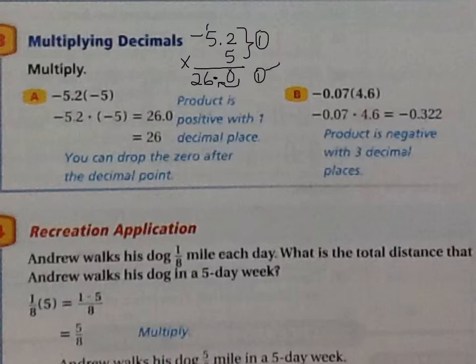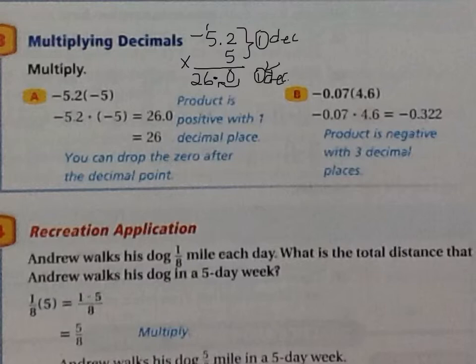Do you think this is a 0? That's just showing that I'm doing 1 decimal jump. I don't want you guys to do that. I thought it was a 0. No, it's not a 0. Sorry. I'm just showing you that because you have 1 decimal jump here, you're going to have 1 decimal jump in your product. Okay, down below, you have a negative 7/100 times 4 6/10.